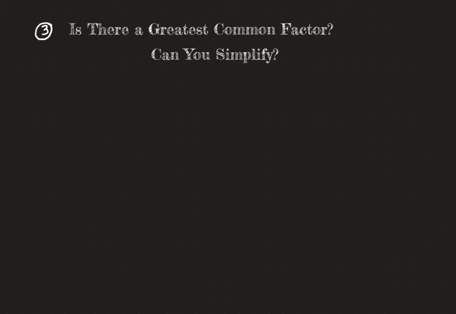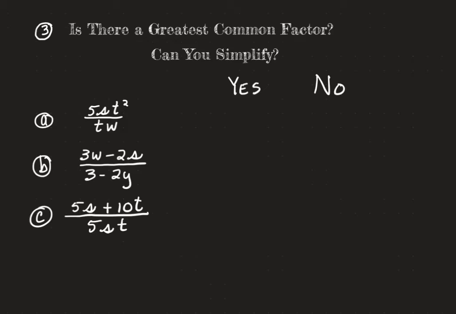Let's look at some expressions and try to figure out if there is a greatest common factor in that ratio. In other words, can you simplify that ratio or fraction? For ratio A, can you simplify? Is there a greatest common factor? Yes. By the way, what is that greatest common factor? Let's see, it's t. Let's look at ratio B.